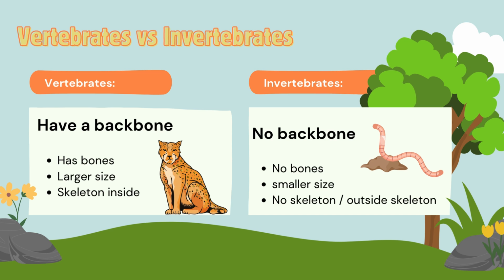So a vertebrate has a backbone. It is usually large in size, and the skeleton is on the inside. Invertebrates have no backbone, they are small in size, usually insects, and they have no skeleton, or the skeleton is on the outside.